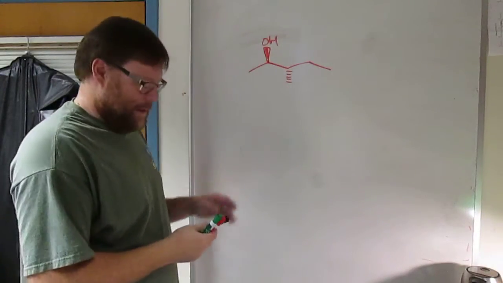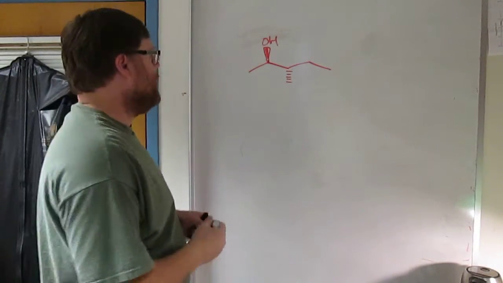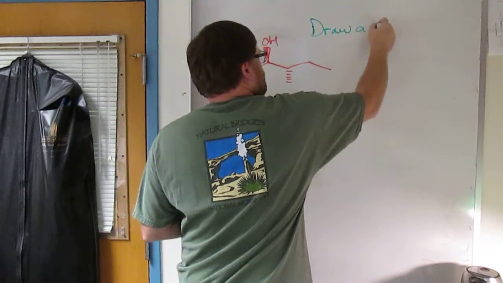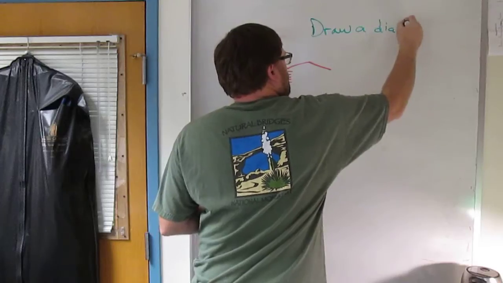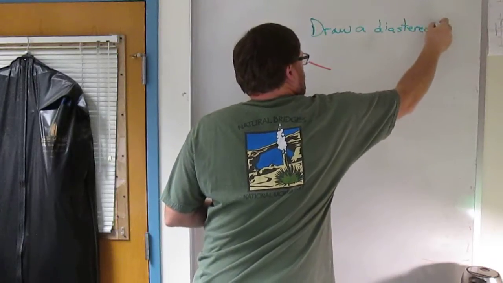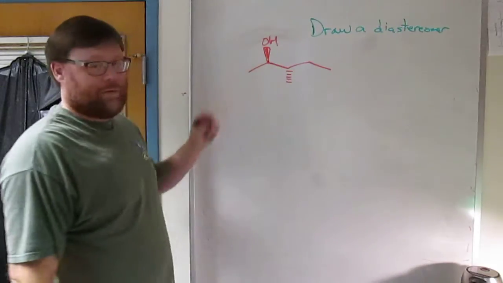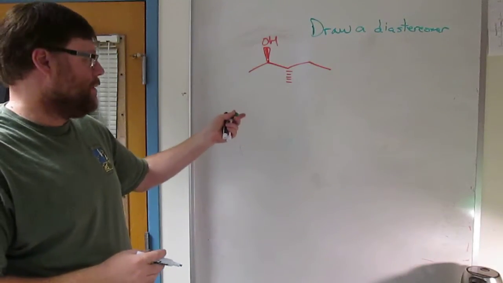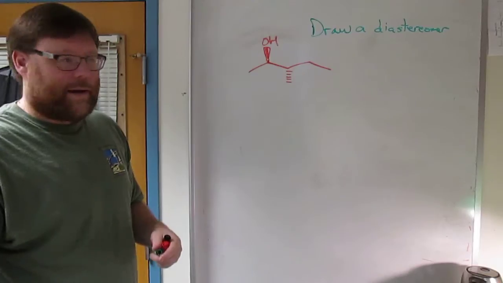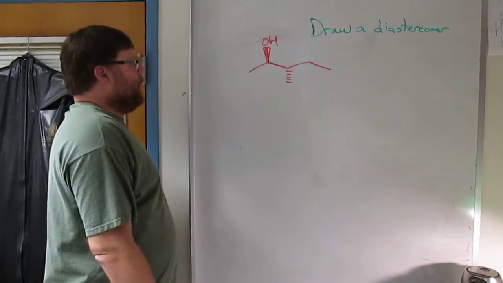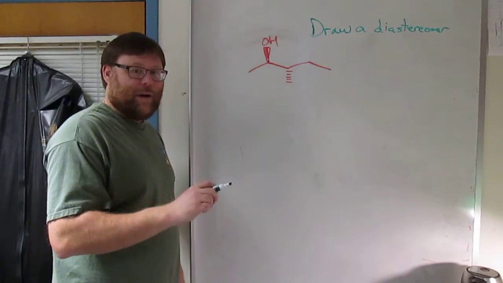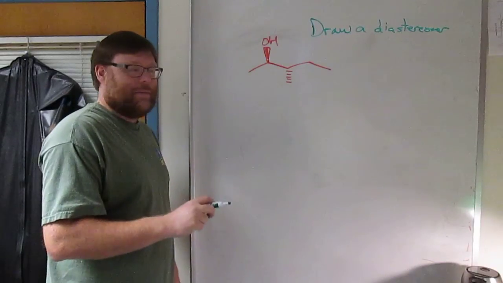Alright, in this tutorial slash homework, I'm going to ask you to draw a diastereomer of this original molecule. In a previous video we drew the enantiomer of this molecule. You can go back and watch that. A diastereomer is a stereoisomer that is not a mirror image.